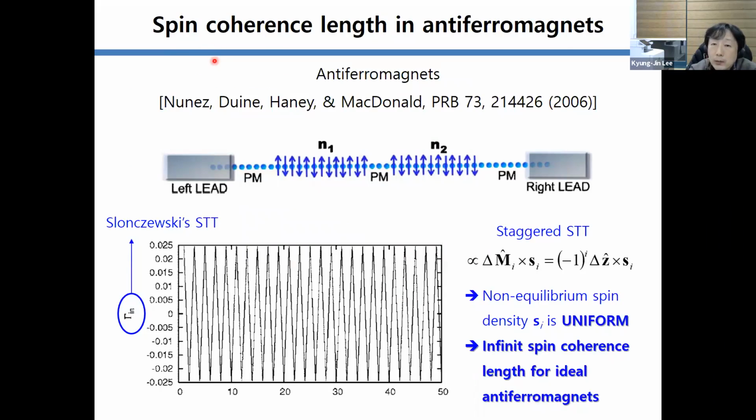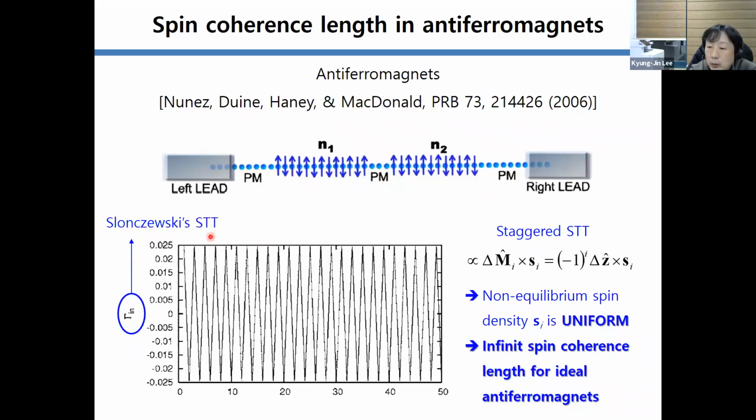But the situation becomes very different in the antiferromagnet. According to this theory paper, they calculated the spin torque in an antiferromagnetic spin valve. This is antiferromagnet, this is antiferromagnet, separated by a paramagnet or non-magnet. This is the main result.